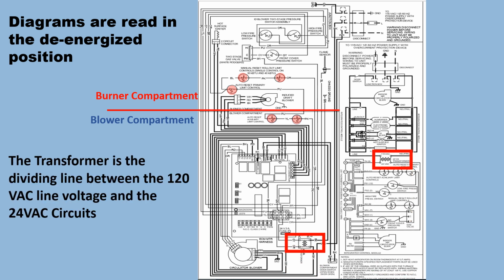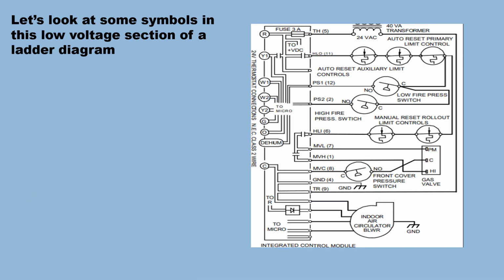The transformer is the dividing line between the 120 volt line voltage and the 24 volts AC circuits. Let's look at some symbols in this low voltage section of the ladder diagram. There's your fuse, as we see it up here.